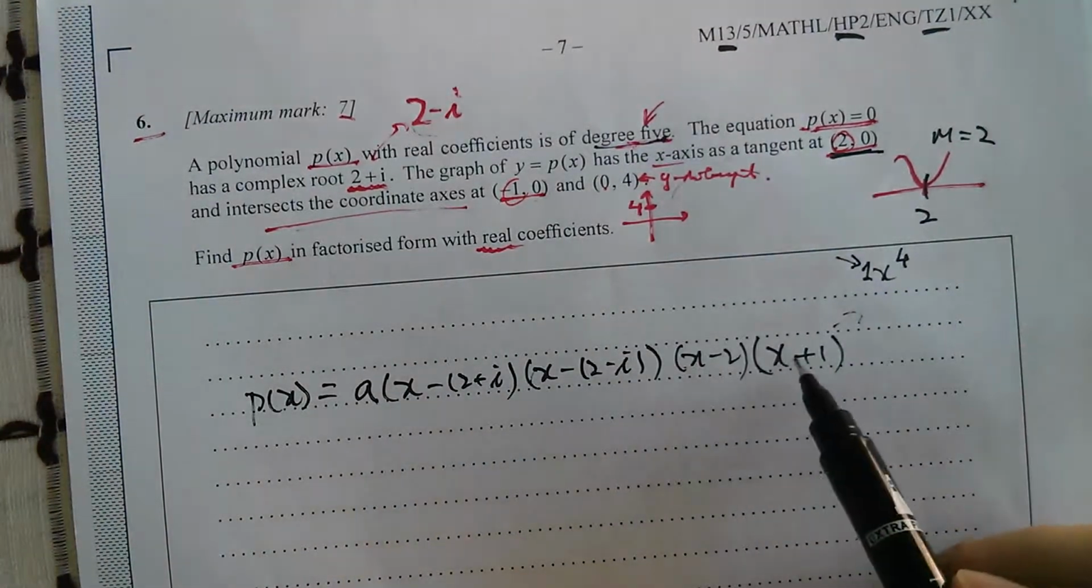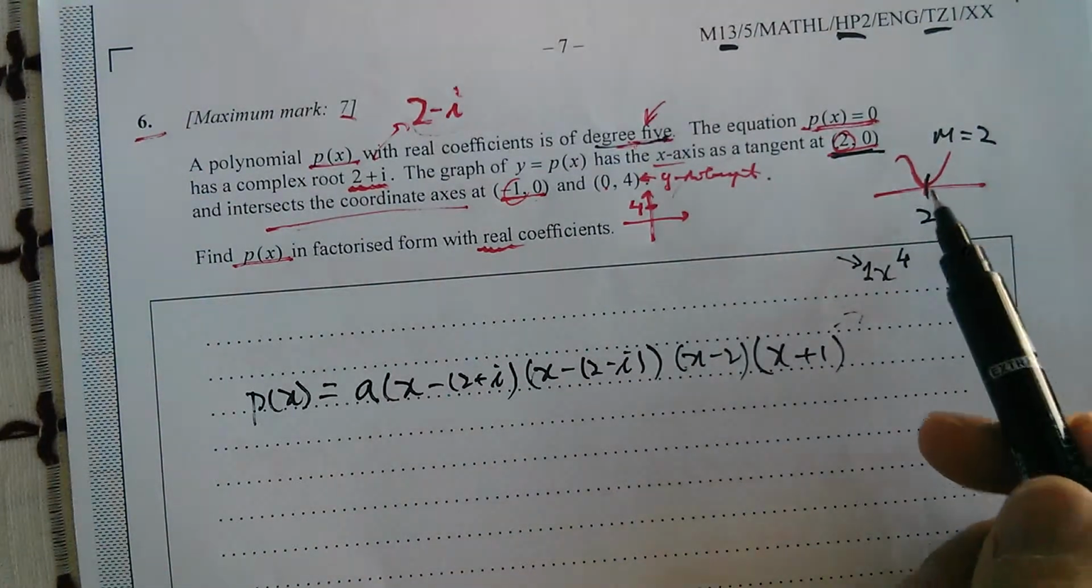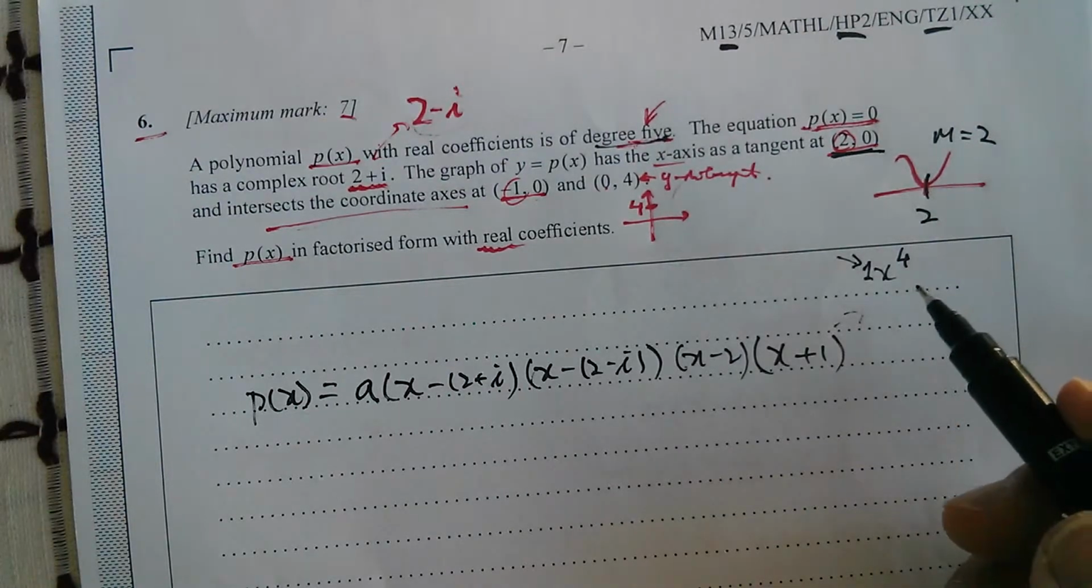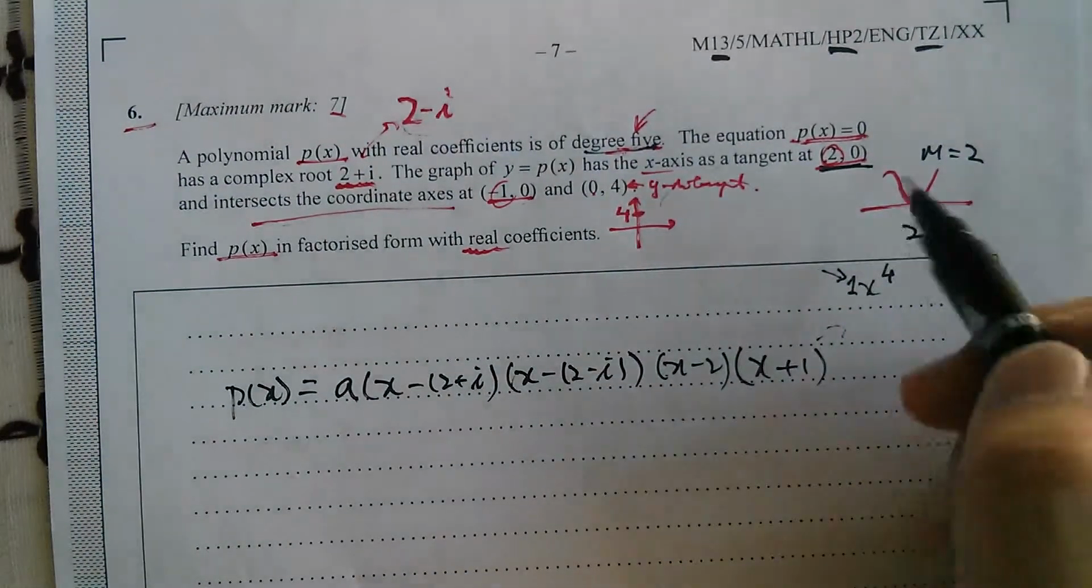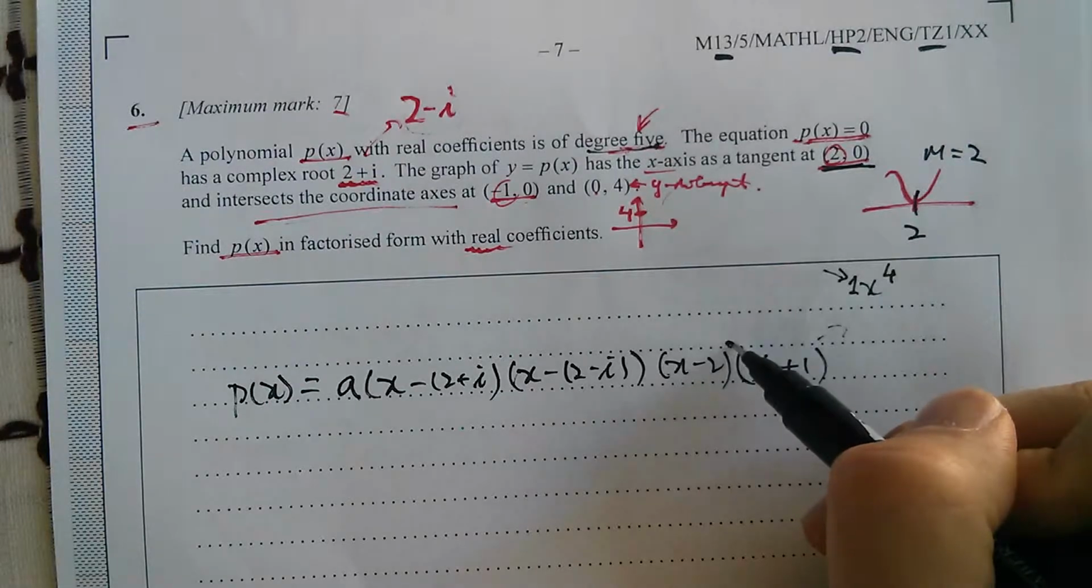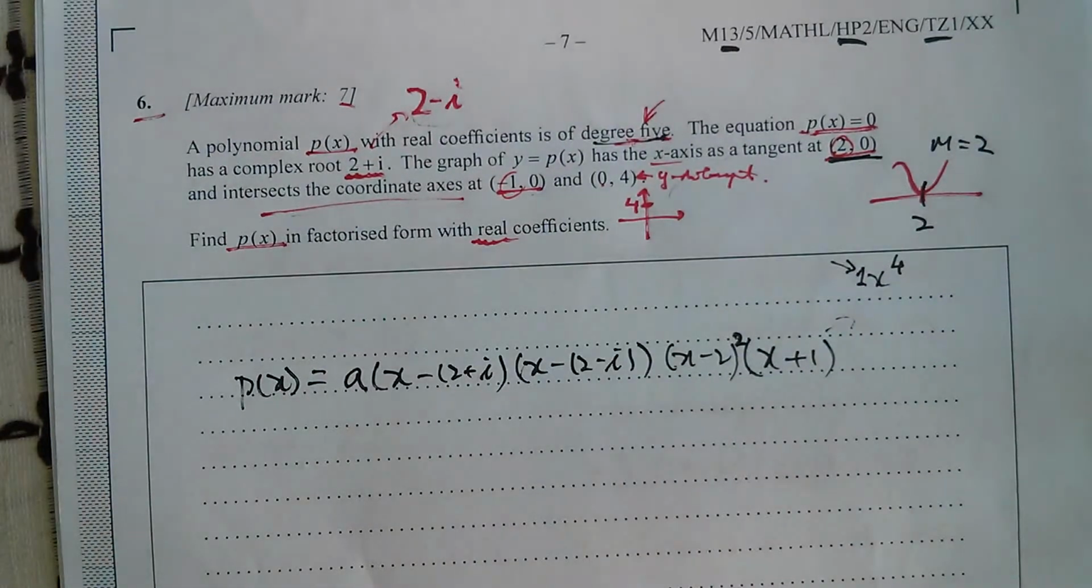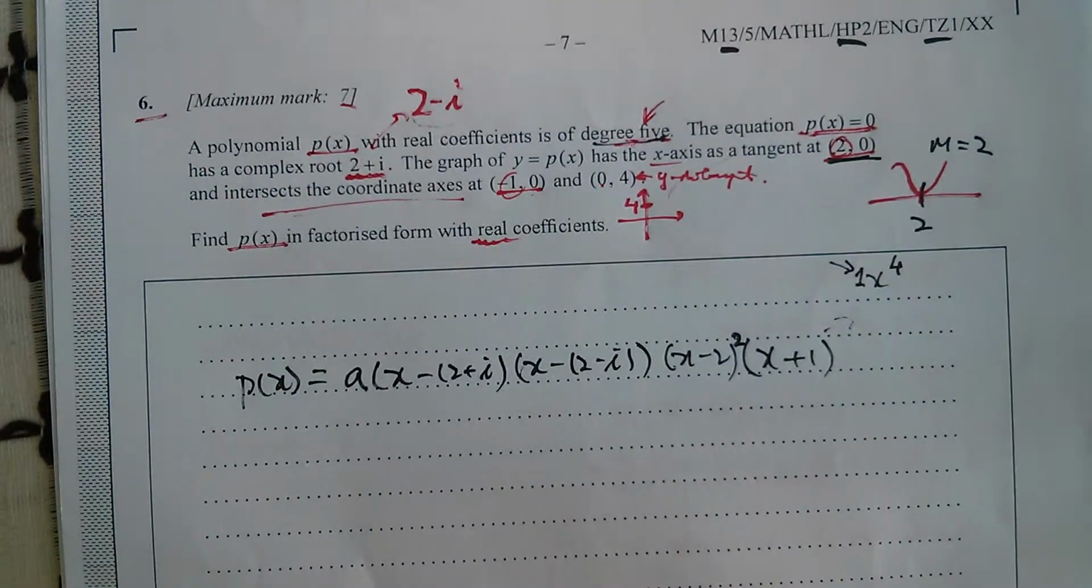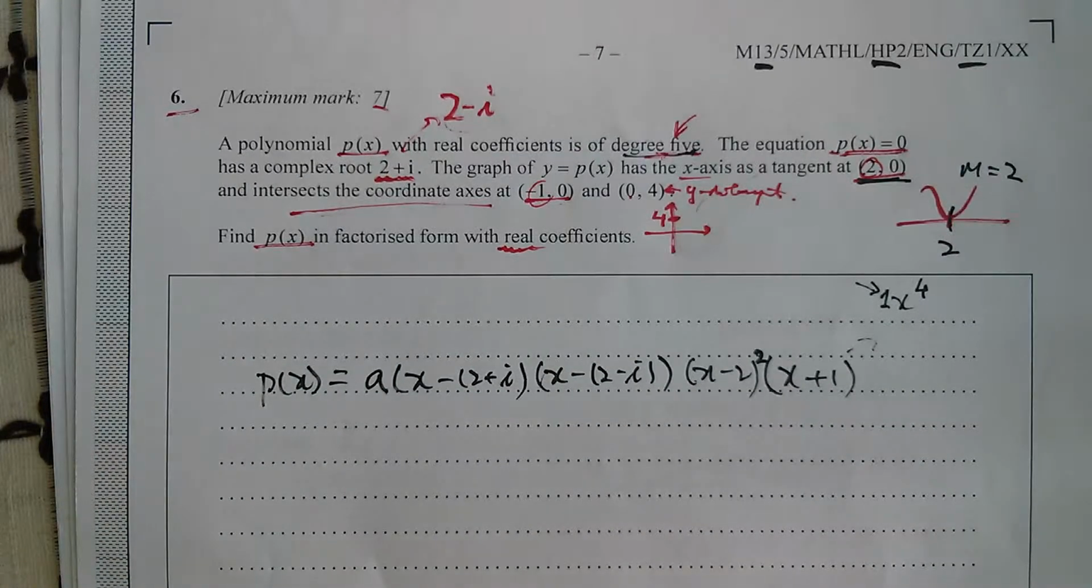We have 4 roots already. So if the multiplicity is 4, the degree would go up to 7, which is not possible. Okay? So we can see that we actually need a square here at x minus 2, because the multiplicity of 2 is 2. Okay? You got to really understand this.